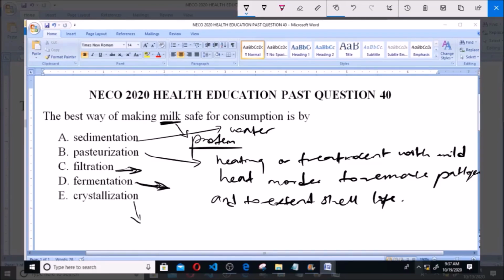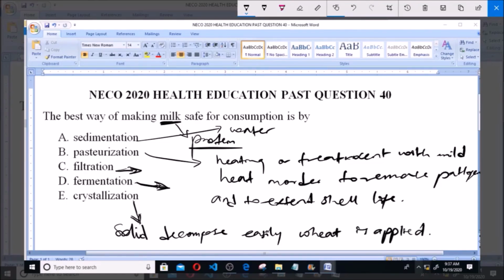Now crystallization, on the other hand, is used to separate a solid from a solvent, whereby the solid decomposes easily when heat is applied. During the application of heat, not much heat is applied, and then when allowed to cool, this solid will crystallize. It is mostly used in the separation of salts, and this technique is also mostly used in drug industries.